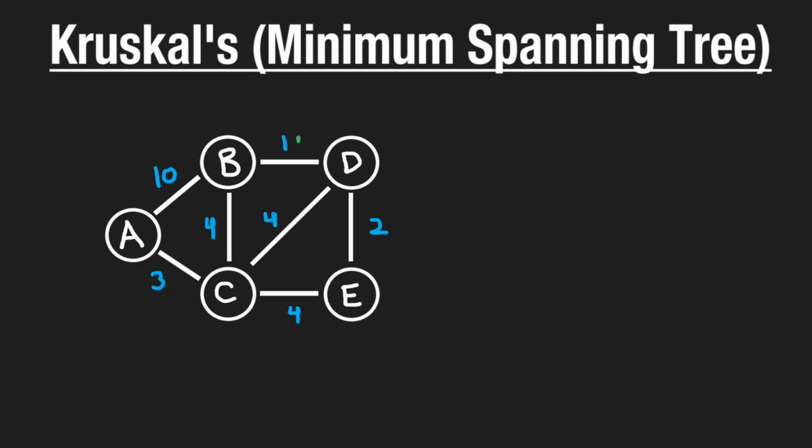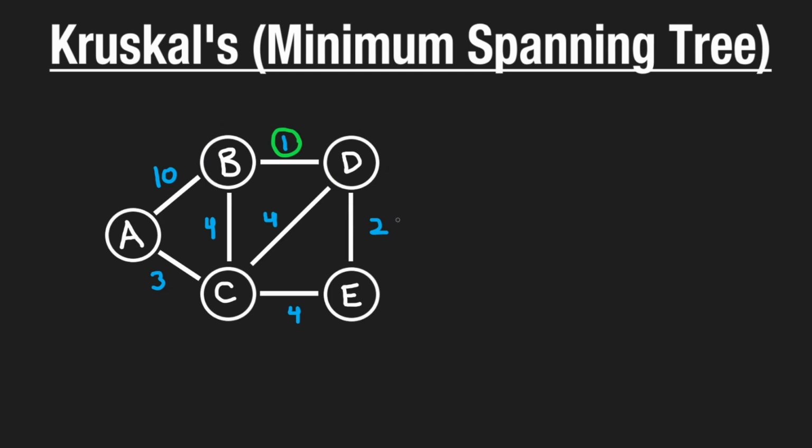weight. In this case, it's 1. So we add this to our minimum spanning tree. So now we have these two nodes as a part of our minimum spanning tree. Now, we don't actually mark these as visited. Kruskal's handles it a bit differently. This is where it can get a bit more complicated, actually.